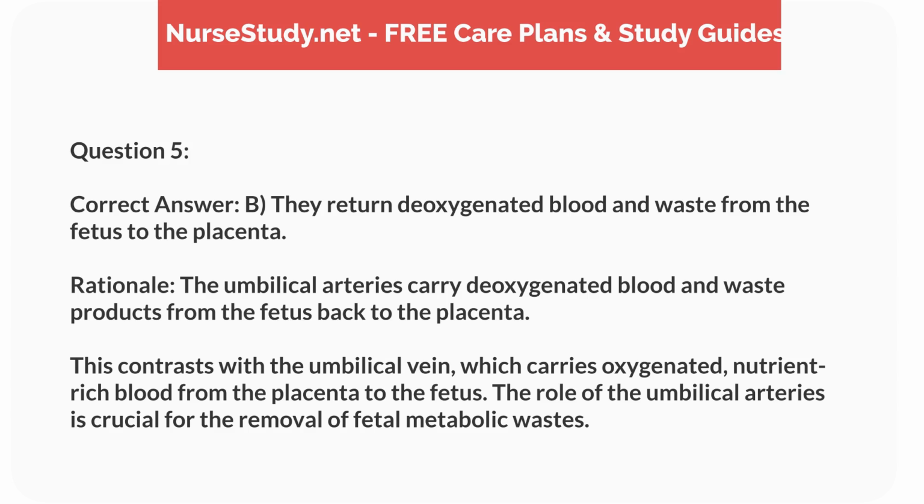Rationale: The umbilical arteries carry deoxygenated blood and waste products from the fetus back to the placenta. This contrasts with the umbilical vein, which carries oxygenated, nutrient-rich blood from the placenta to the fetus. The role of the umbilical arteries is crucial for the removal of fetal metabolic wastes.